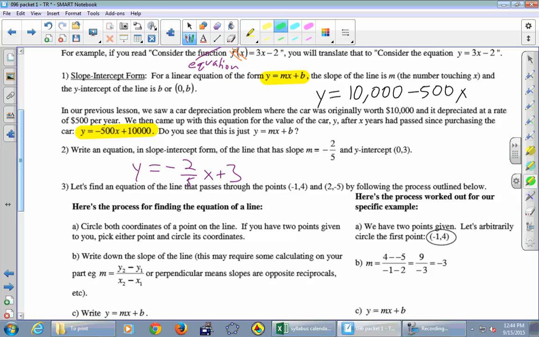So for example, maybe the equation of that line we're about to find is this one in purple, y equals negative 2/5 x plus 3. That's going to be the final answer. So the final answer is not x equals 2. The final answer is an equation of a line, something like purple.